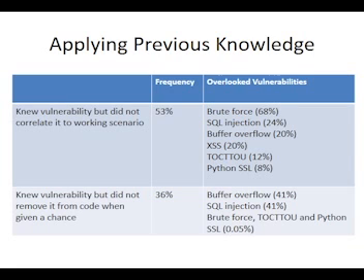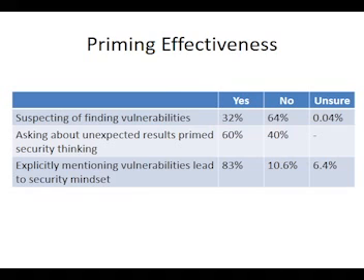So here is the effect of priming, and all this information came from the debrief survey. Most of them were not suspecting that they would be finding vulnerabilities. When they were asked about unexpected results, 60% of them said that it had an effect on the way they were approaching the problem. And when we explicitly mentioned it, 83% said that yes, they changed their mindset completely.